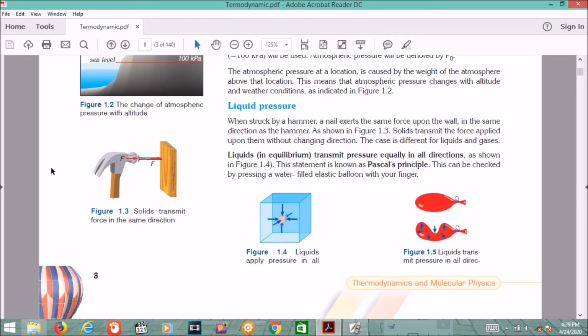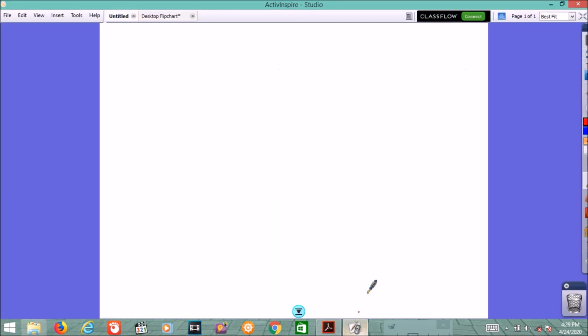This is different from solid pressure. For liquid pressure, as we read right here, we talk about statics, so the liquid is in equilibrium at rest. Liquid in equilibrium transmits pressure equally in all directions, as shown in figure 1.4. We have a container here, and the container contains a liquid. Let's say the liquid is water.